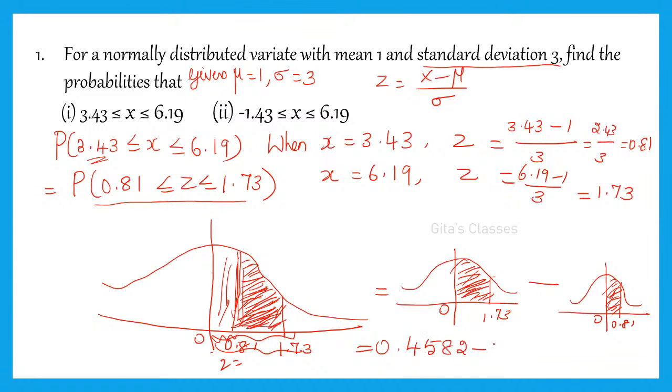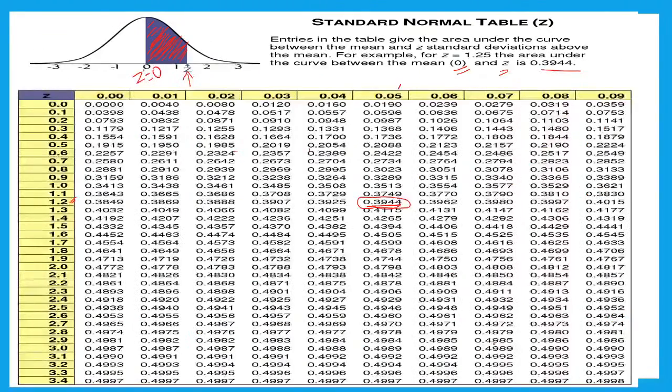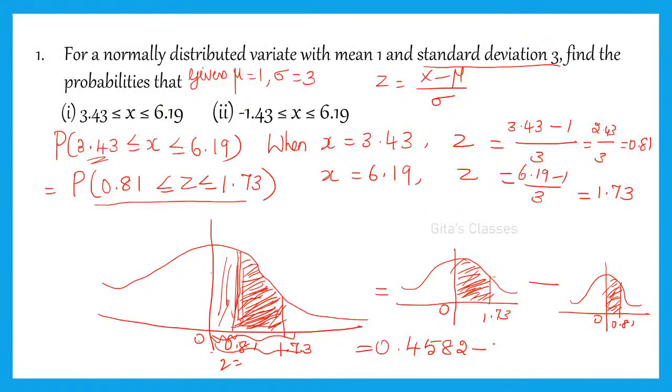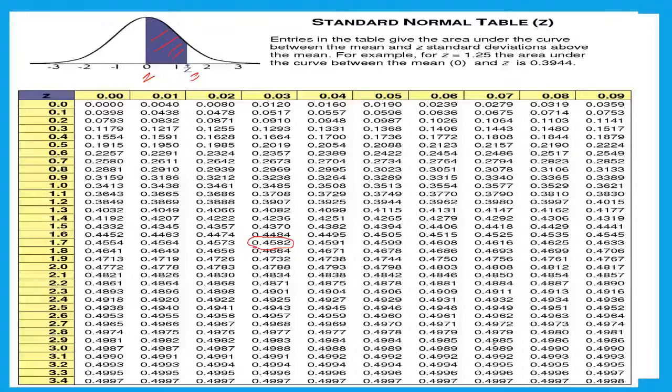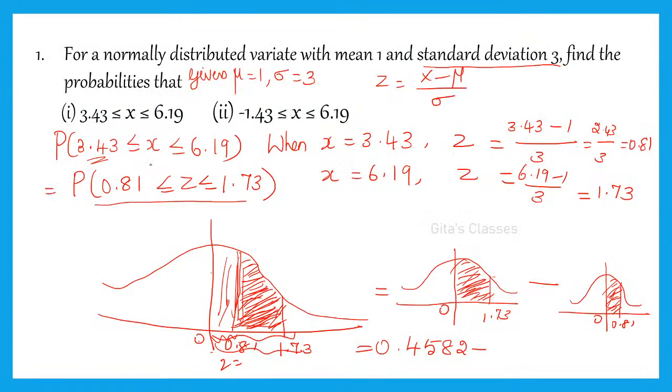Minus 0.81, 0.81, how will you find out? 0.8 is here and 1 is here. This is our 0.81. So 0.2910. You have to evaluate.